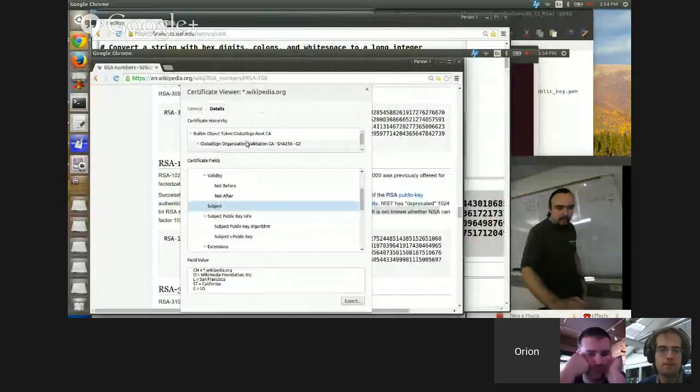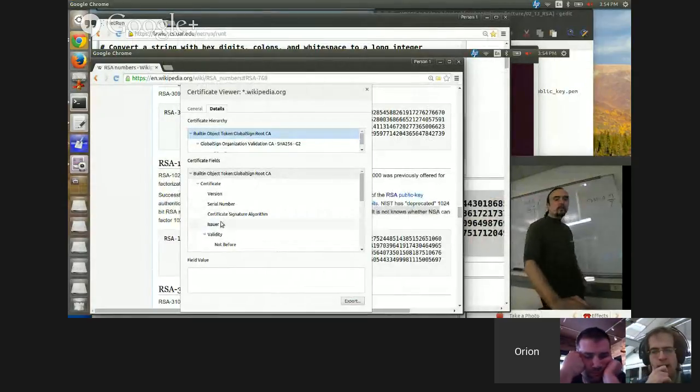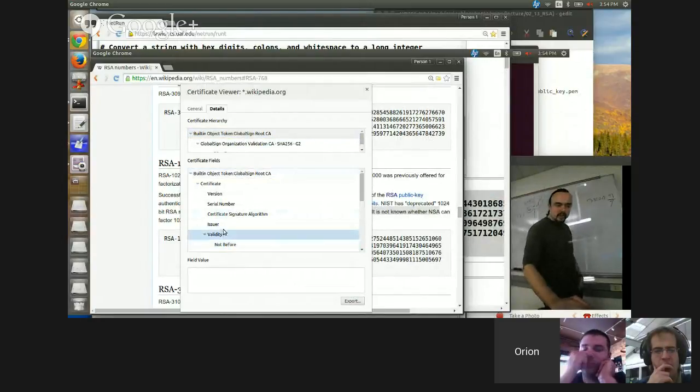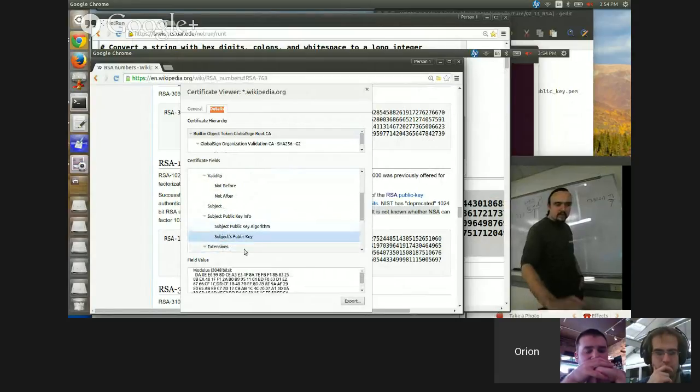Somebody, for example, at GlobalSign. Let's start at the root. Every web browser on the planet basically has a root certificate from GlobalSign that says, hey, these are GlobalSign folks, right? They have this public key. There's their modulus. You want to encrypt messages for GlobalSign? That's it.